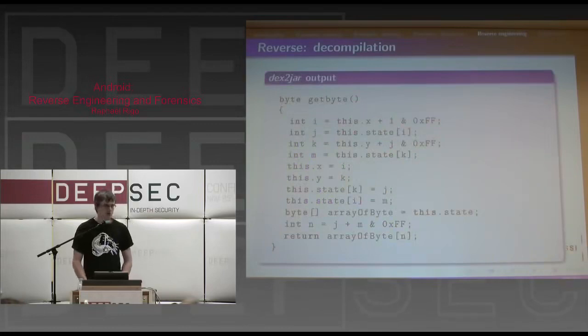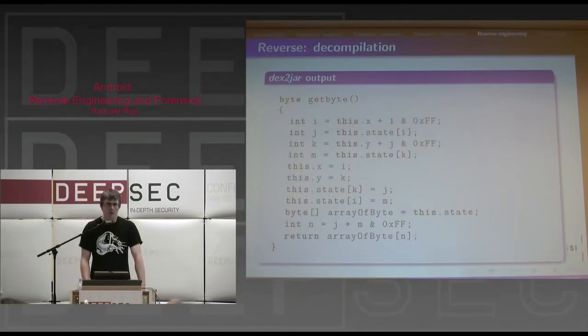And just an example of the RC4 function you had before. It's the result of the decompilation with a Java decompiler of the dex2jar output. So even if you lose a bit of information, it's pretty readable and useful.